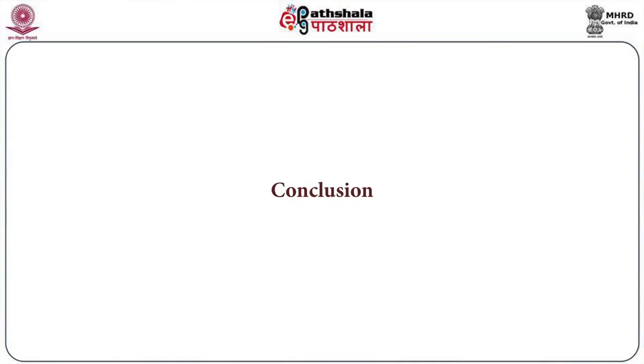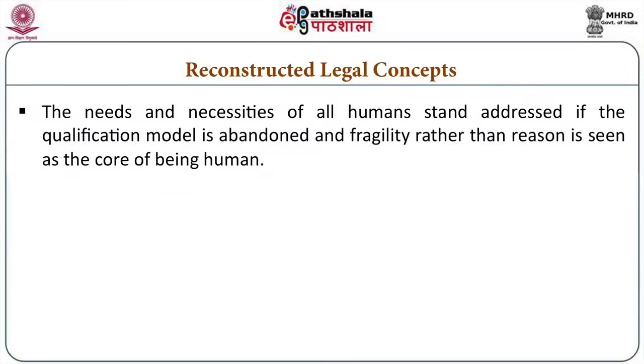So, in conclusion, what have we done? What have we seen through this disability perspective? We have reconstructed four main legal concepts: what it means to be human, what legal capacity is, what equality is, and what liberty is. And we've seen that these need to be reconceptualized in the light of the disability perspective. The needs and necessities of all humans stand addressed if the qualification model, whether you qualify as fully human, is abandoned, and instead a fragility or pluralistic model is implemented as the core of what it means to be human.